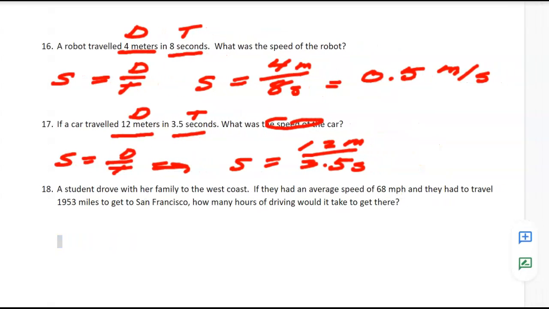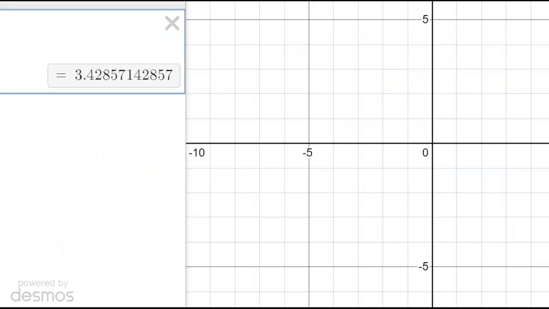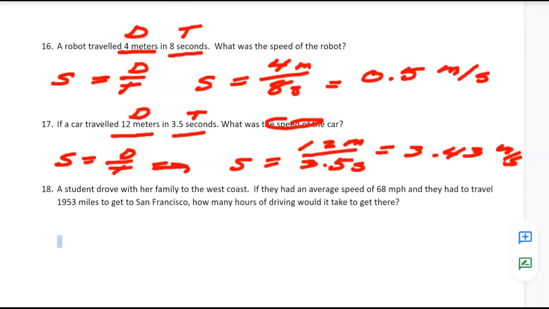So we can put that in there, 3.43 meters per second. And let's see, 12, 3.5, yep. Just double checking the numbers.